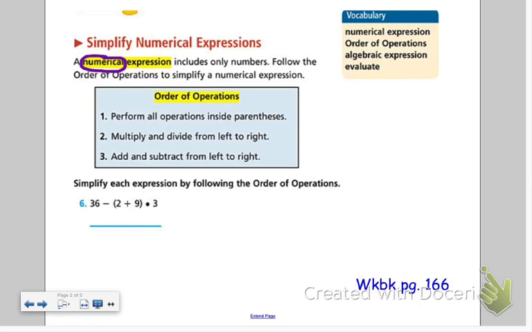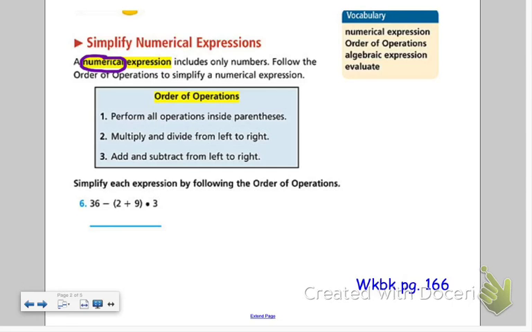In order to simplify a numerical expression, you have to follow the order of operations. You probably have heard of the order of operations before. Some of you may remember, please excuse my dear Aunt Sally. Here are some of the steps for the order of operations. The first thing you have to do is perform all operations inside parentheses. That has to come first.